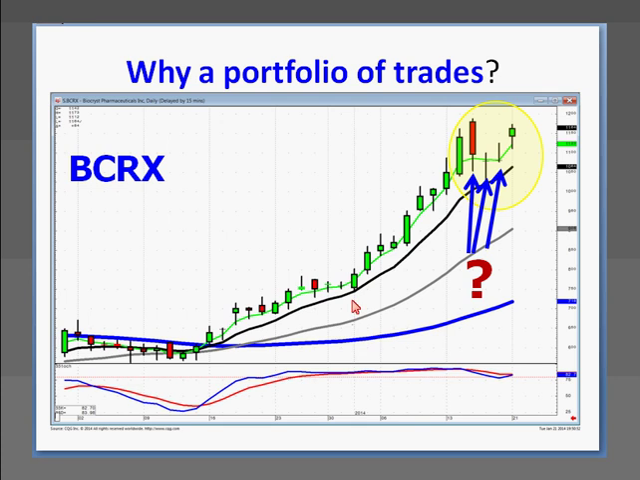Why do you use the 34? The 34 is on here mostly for commodity trading. It's not as effective for the stock trades. Usually the 20, the 50, and the 200 are more effective for the stock trades because that's what all the money managers are using.